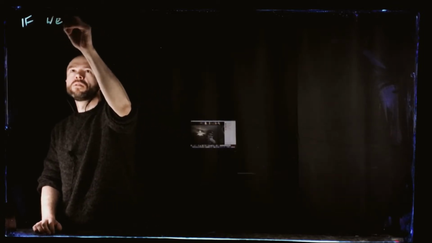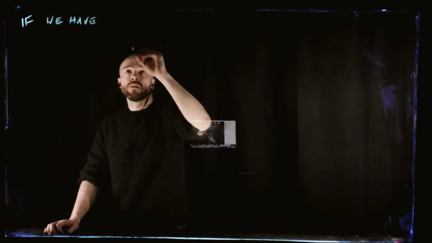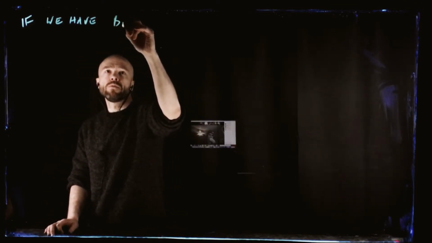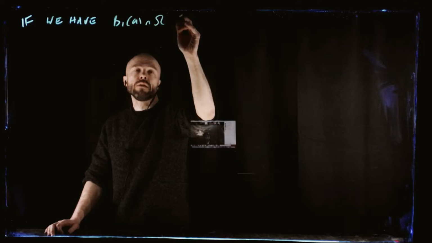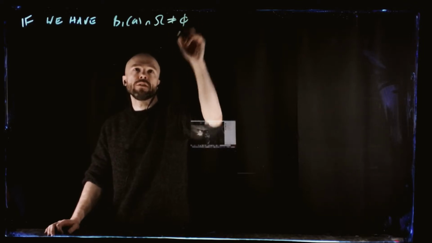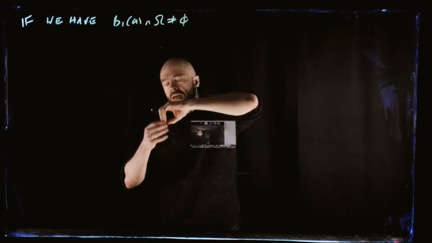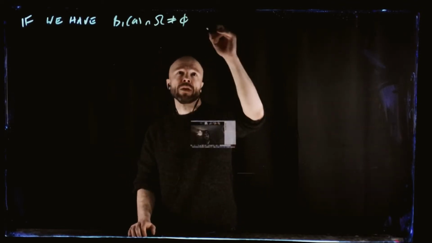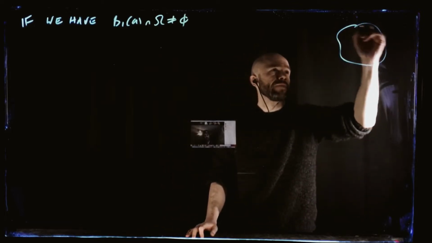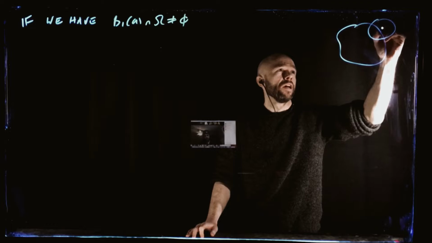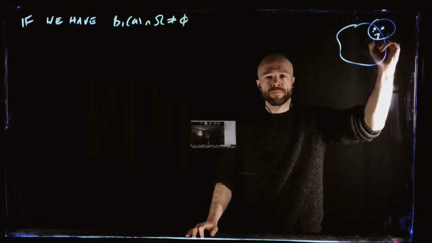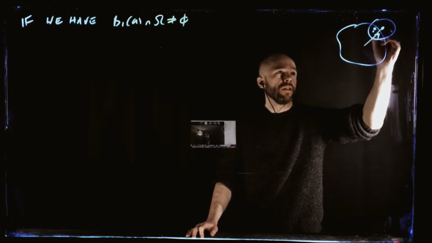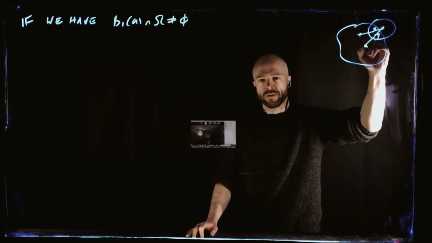If we have that the ball of radius 1 around a, intersect omega, is not equal to the empty set, where a is the point around which we center the inversion mapping, then what do we have? So we have omega. This, for example, could be our omega here, and our inversion, and then we can take two points in here, x and y, and then when we act on them with the inversion, they'll be mapped along this ray to two points which are further out.